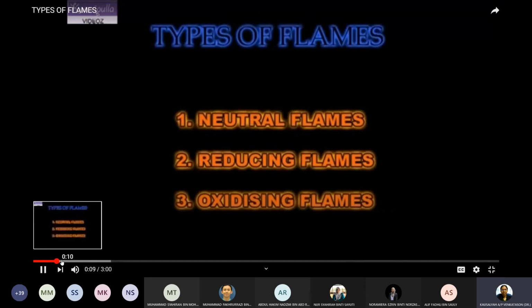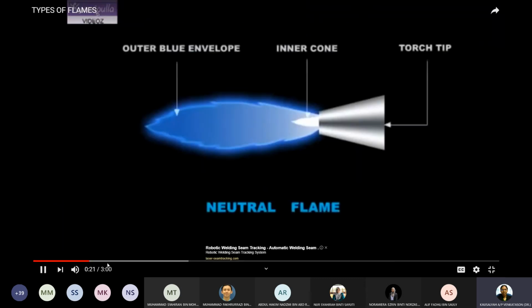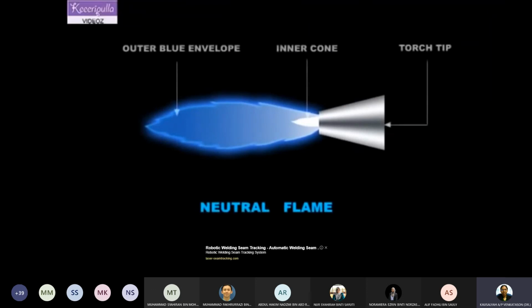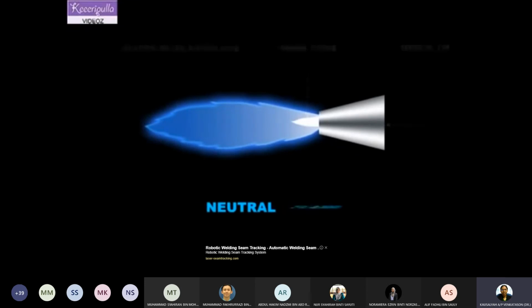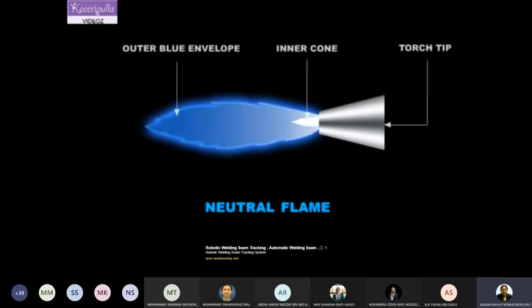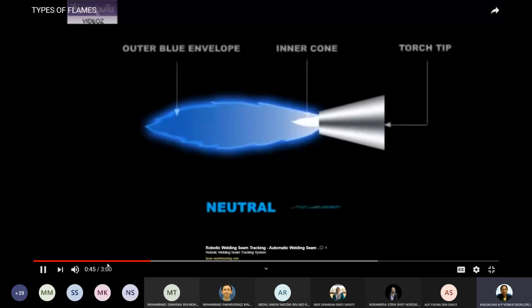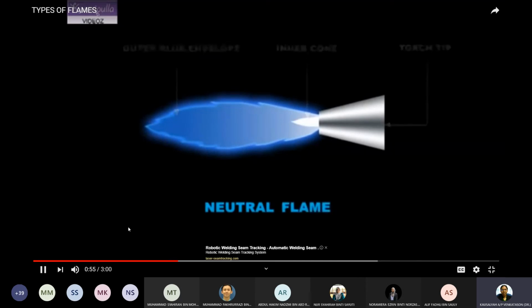First one is the neutral flame. Approximately equal volumes of oxygen and acetylene are mixed in the welding torch and burnt at the torch tip. The temperature of the neutral flame is of the order of about 5900 degrees Fahrenheit or 3260 degrees centigrade. The flame has a nicely defined inner cone which is light blue in color.